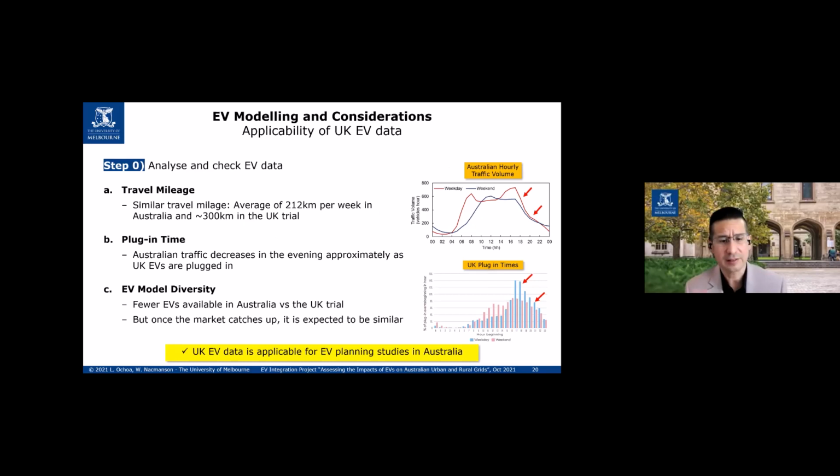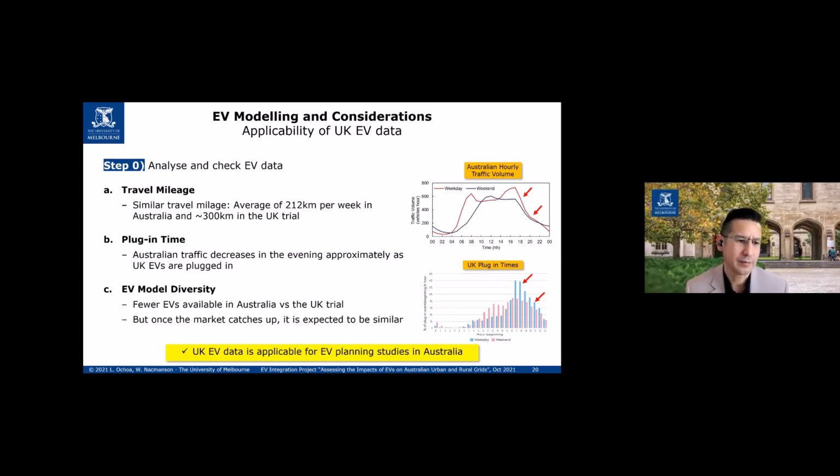So we assessed the data and compared it to some statistics that we have here in Australia. In terms of travel mileage, what we have here in Australia is around 200-something kilometers per week. In the UK trial, that was around 300 kilometers. You can argue that it's not that close, but it's not necessarily twice or three times different. In terms of the plug-in time, Australian traffic increases in general around the evening, as expected, with people coming from commuting and from work to home, and that is also matching the data that we have from this particular trial. So again, another tick.